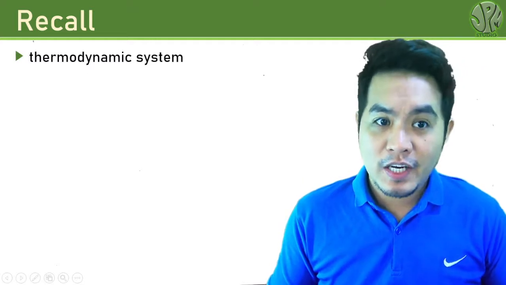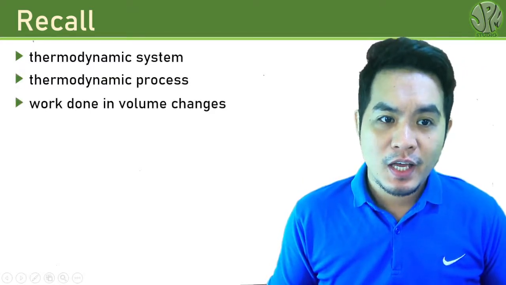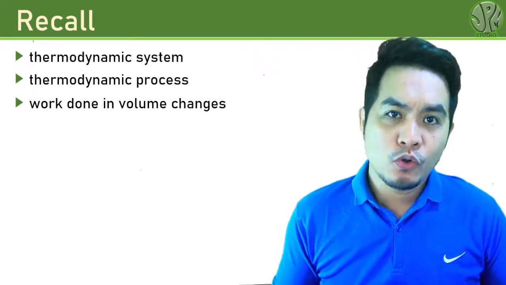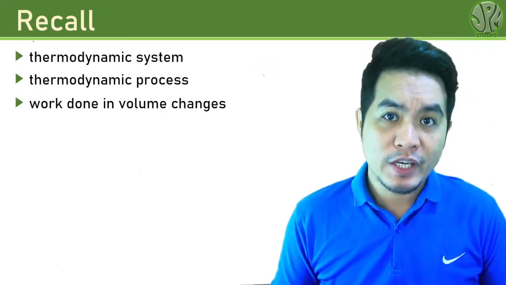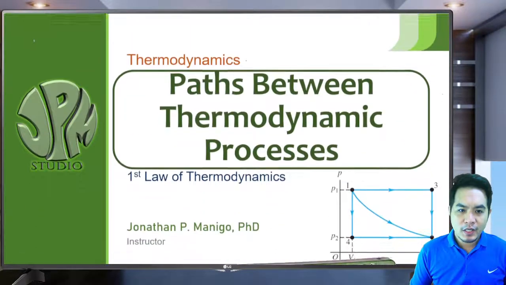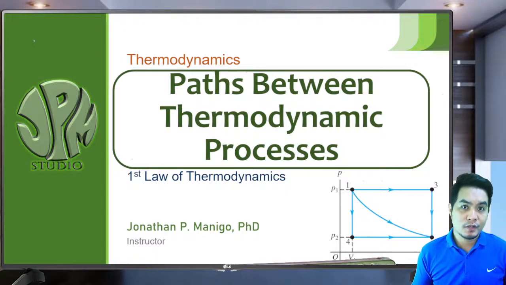So in the previous lessons, we have discussed what a thermodynamic system is, what a thermodynamic process is, and we have learned how to quantify the work done in volume changes at constant pressure. So in this lesson, we will now be talking about how the path between two thermodynamic states affects the heat and the work done by or on the system.